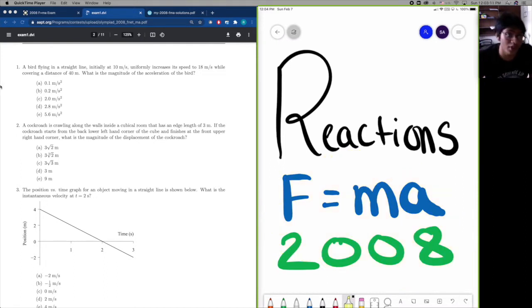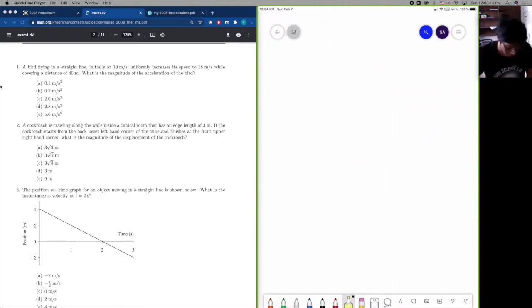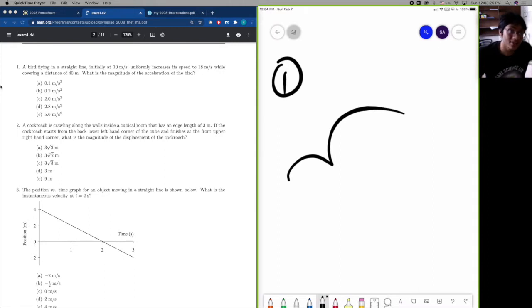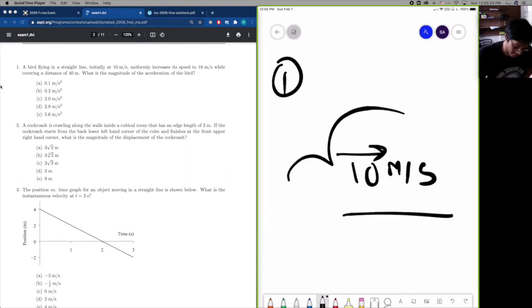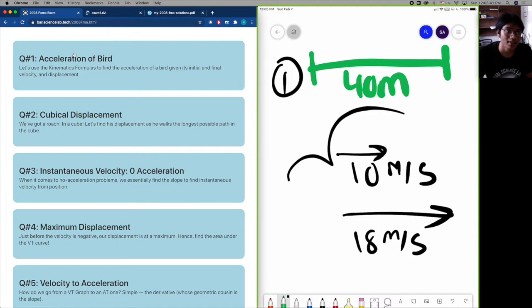So the first question asked us about a bird. We had some kind of a bird flying through air, and it was initially flying at a speed of 10 meters per second, and then it sped up to 18 meters per second over the course of 40 meters. So the question was, what is the magnitude of the acceleration of the bird? Hopefully I got this one right. Let's go ahead and check out what I got here.